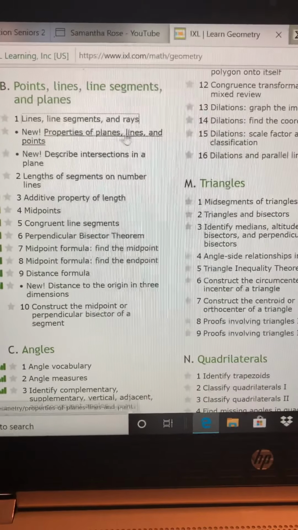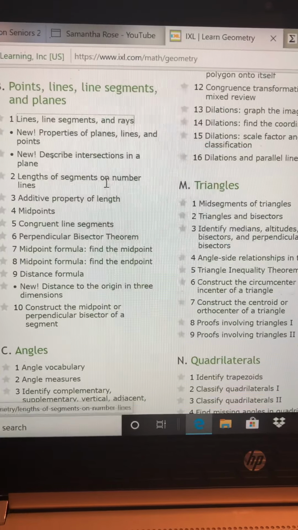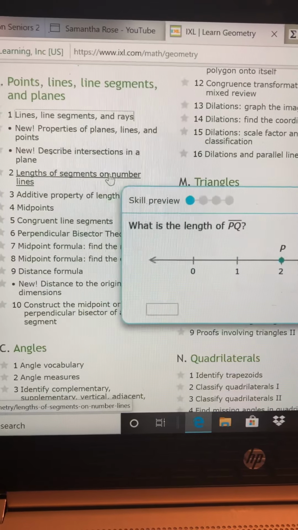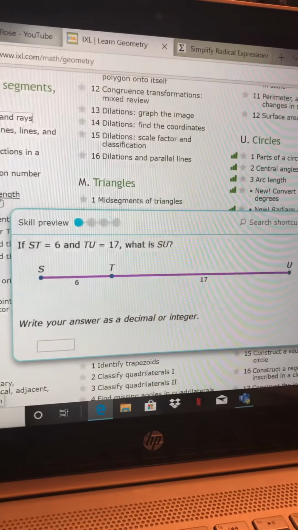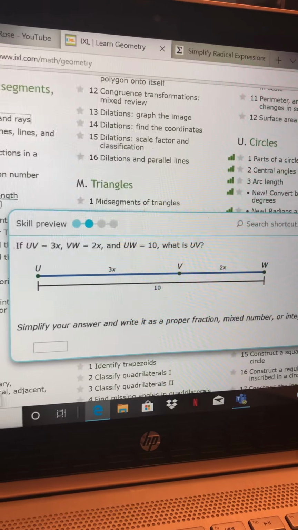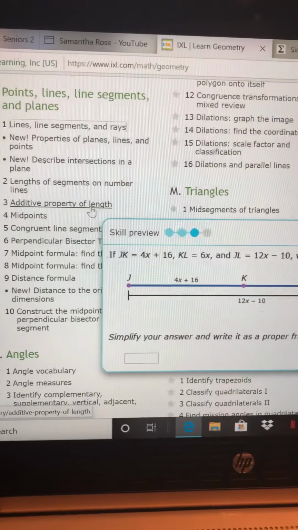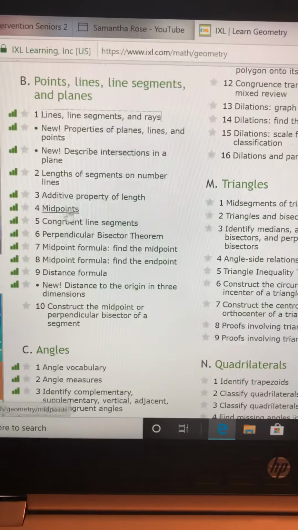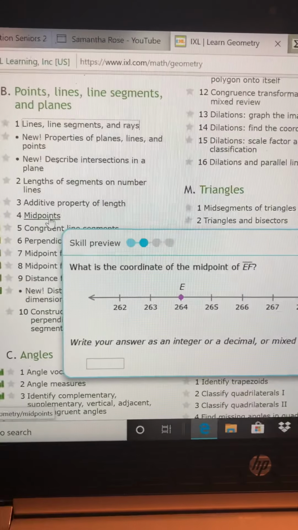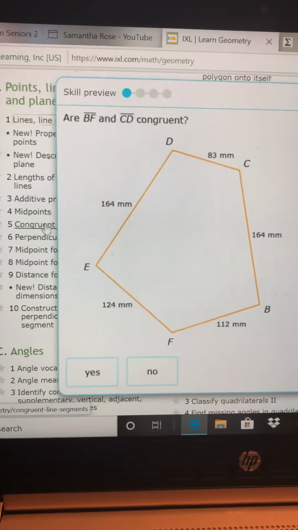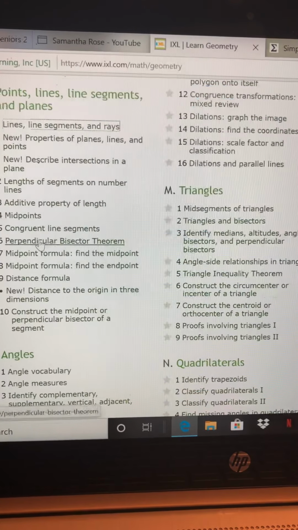These first couple, like even this one, is this true or false? The lengths of segments on a number line, the additive property of length, you just add the two numbers together. Here it looks like you're going to have to solve for X. Midpoints, we've done all of this at the beginning of the year. You just count, find the midpoint. Congruent is equal to, so are they congruent? Are they the same length?